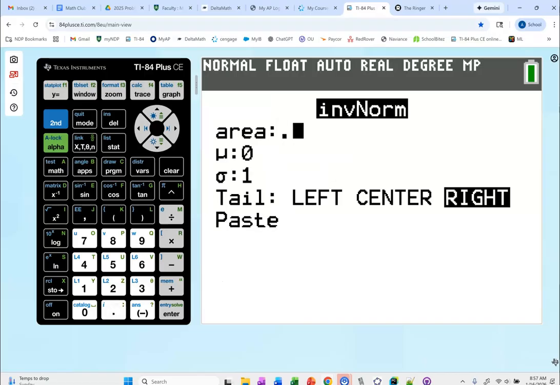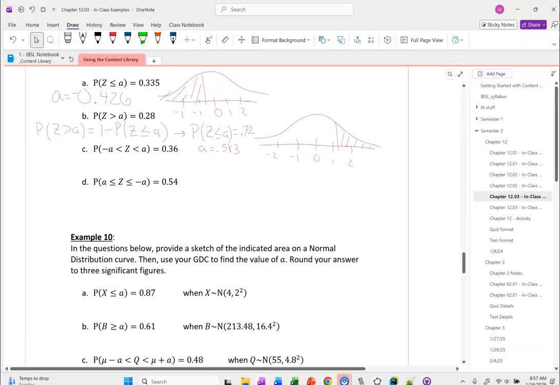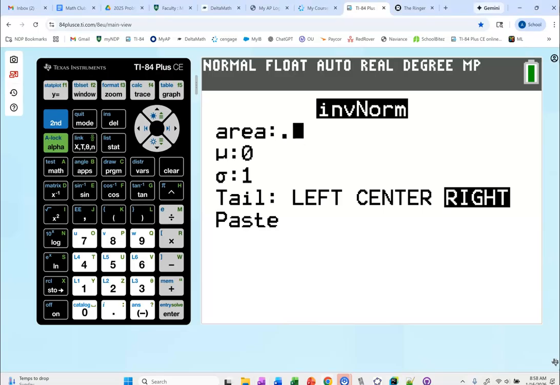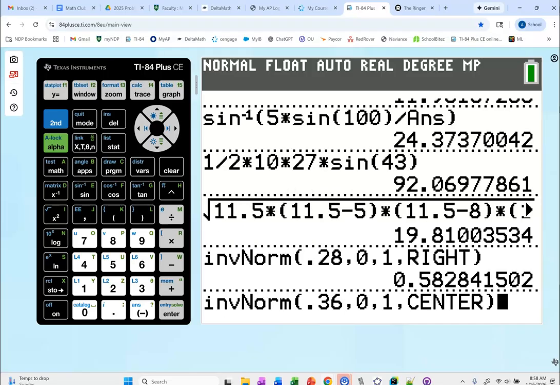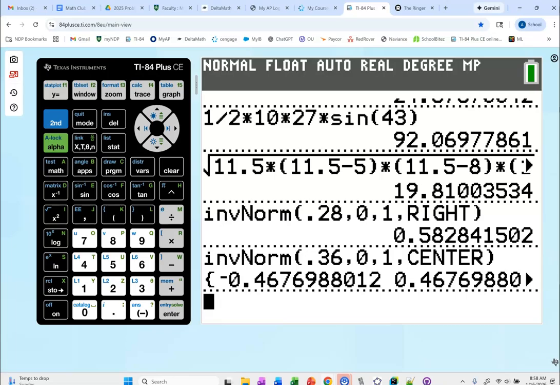What was our area there? 0.5 something or another, right? Yeah. 0.54, is that right? Oh, 0.36. The other one was 0.54. And I can just do this as the center. So it spits that out. Which one do I want? Because it gave me two answers.